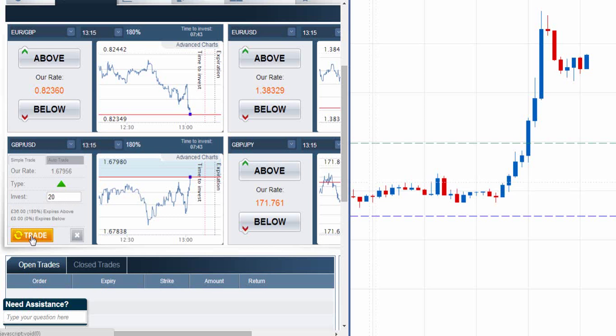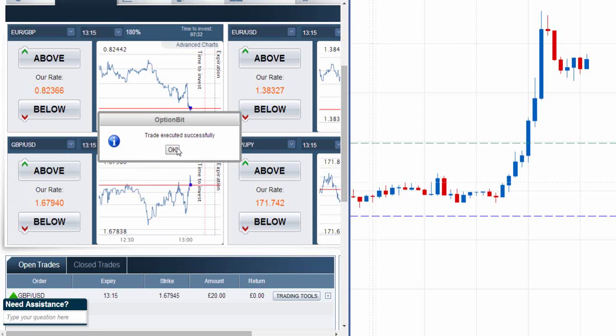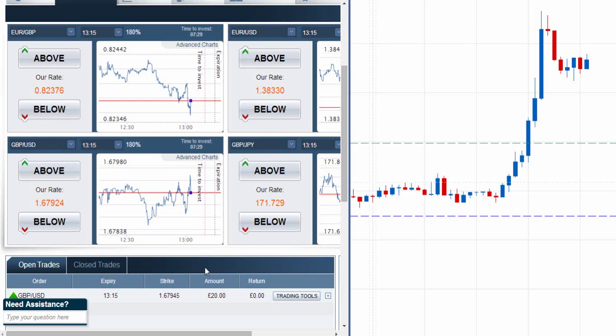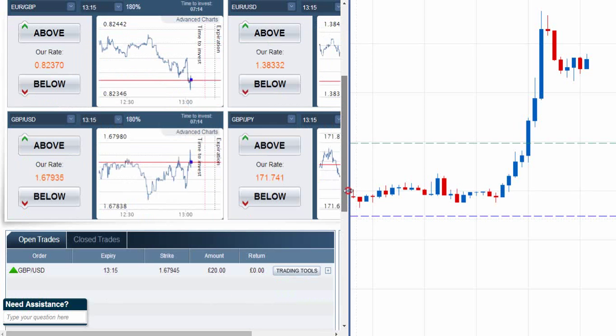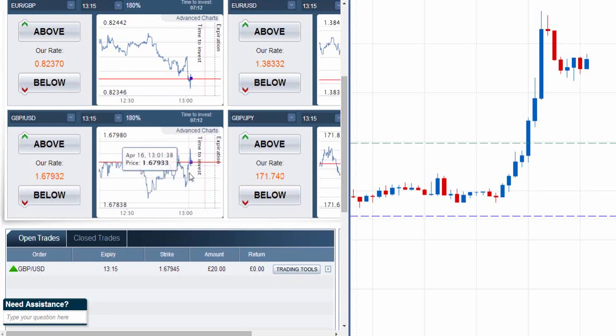So basically what we have here is our strike price. So it's a £/dollar here that we are trading. It expires at 1:15. We have a strike price of 167.945, and so long as the pound at 1:15 is trading above this price point, then that's going to be considered a profitable trade, and we should get the money on that. So basically, where we can expect a £36 return.